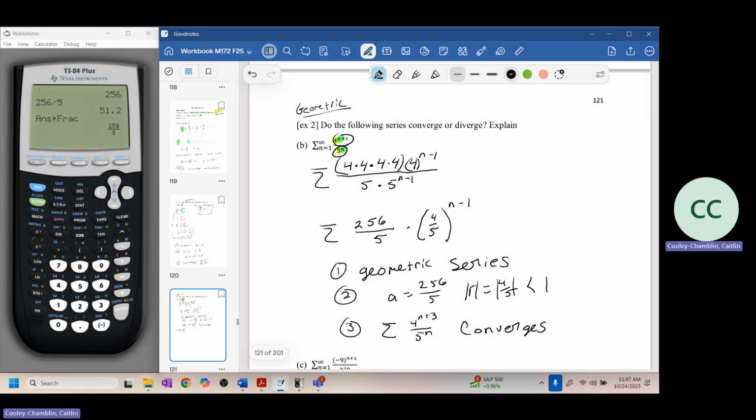Guys, on the test, even if a problem doesn't require much space, I typically give you an entire page to do one of these problems, just so you have the space if you need it. Okay, so this one converges.